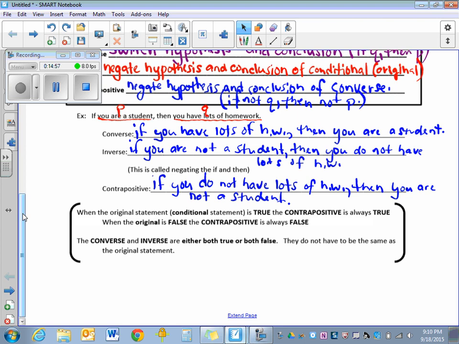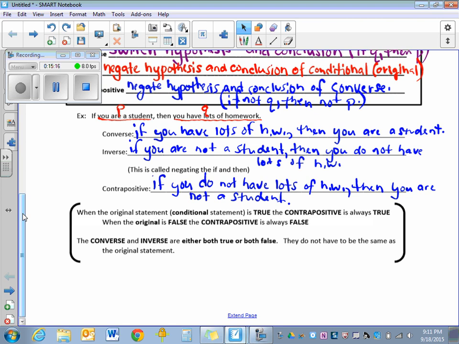This may not always be the case, but it's probably true. But it's not necessarily always going to be that way. It's possible for a conditional statement to not always be true. Likewise, our converse, our inverse, and our contrapositive aren't necessarily always going to be true either.